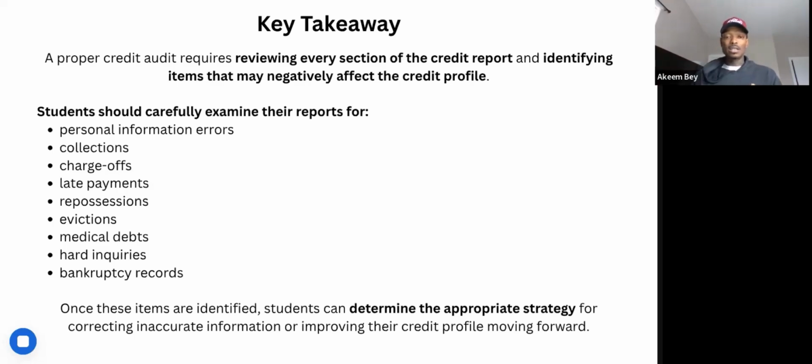And again, we'll get into some techniques, some methods, and things of that nature, AI tools that can help you effectively remove these negative items off your credit report, and the dispute flow, right? How you should be disputing month to month to get optimal results.